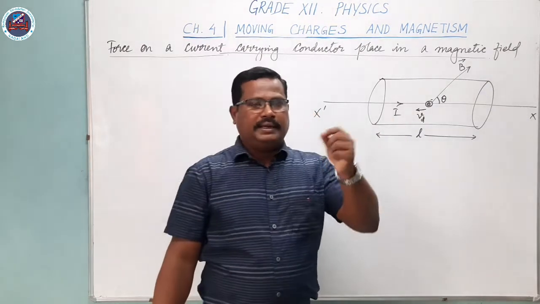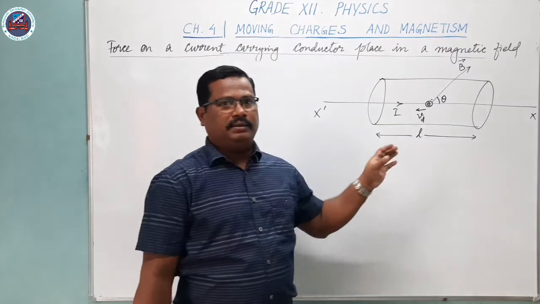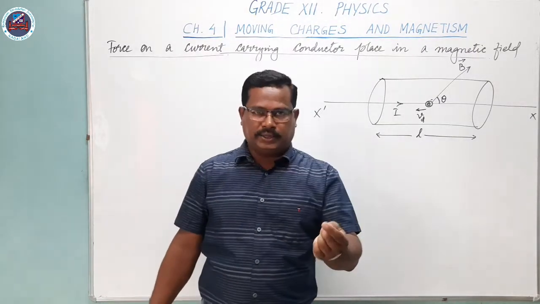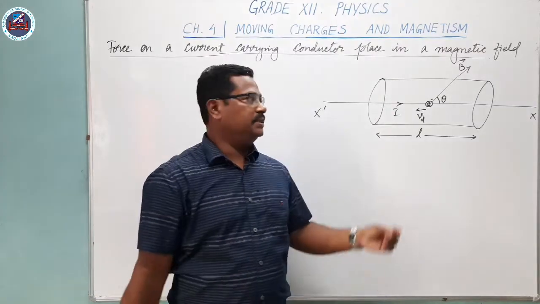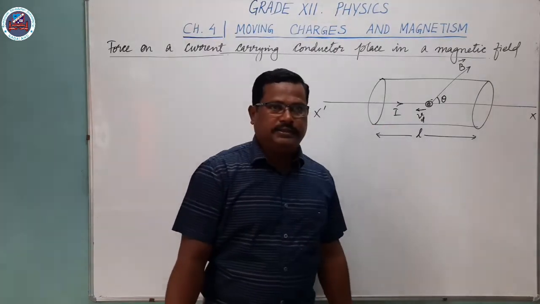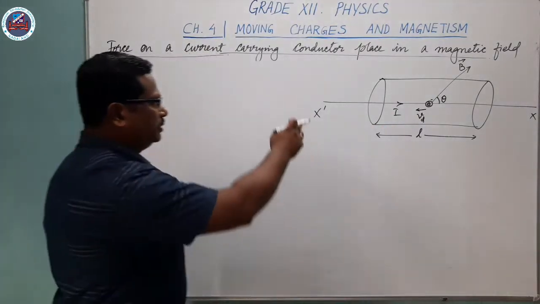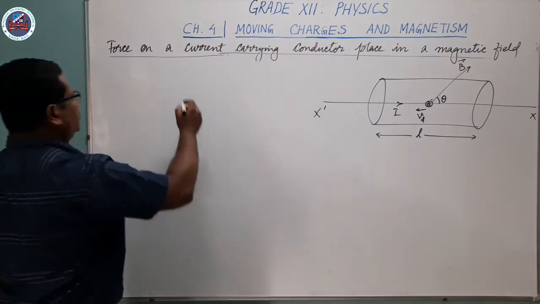Suppose n electrons are present inside the conductor. We will first find the force for one electron, and after that we'll multiply by the number of electrons present inside the conductor. So what will be the amount of force experienced by the conductor? Let us see. We'll start like this.